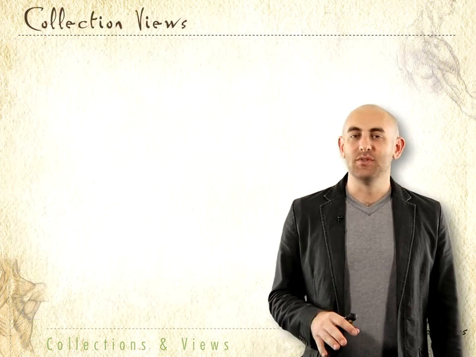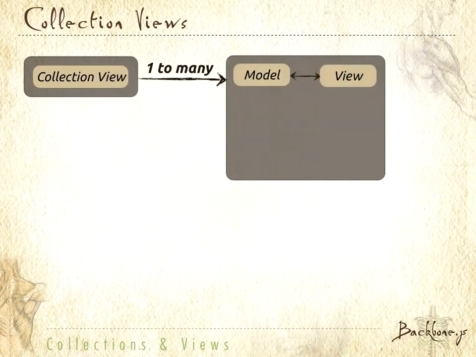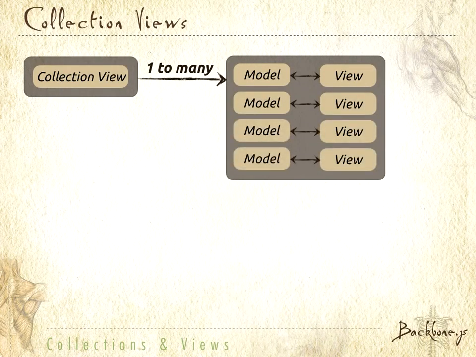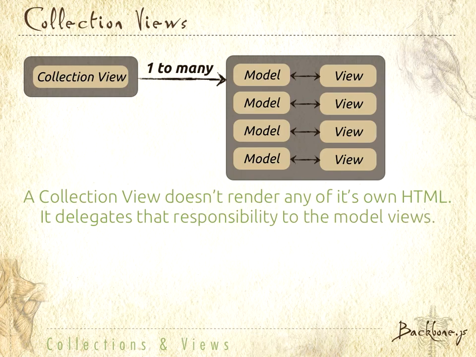With the collection views, that's not really the case. Since our collection view has many models, it's also going to have many views. That's because the collection view delegates to the model views to actually render the HTML. The collection view doesn't render any of its HTML itself.